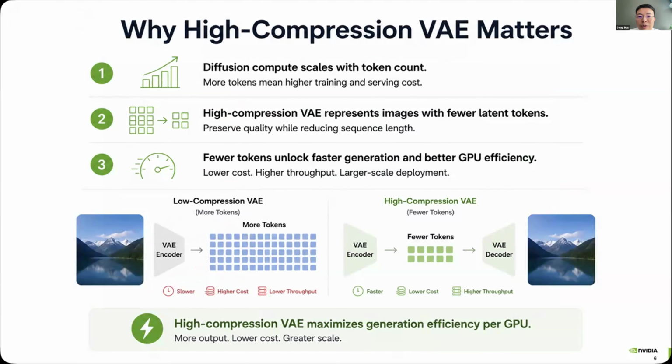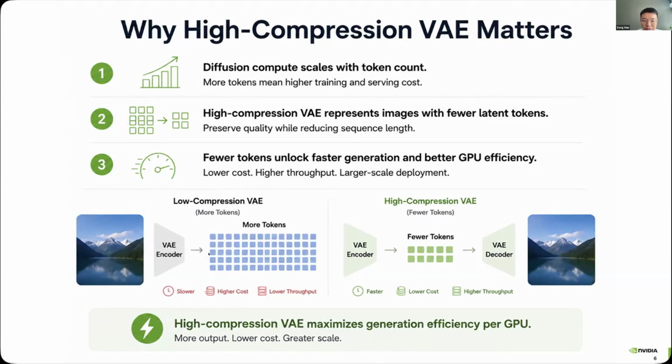So why does a high compression ratio VAE matter? Because diffusion models scale quadratically with the number of tokens due to the softmax attention. And also the high compression variational autoencoder can represent images using fewer latent tokens. We hope to preserve the quality while reducing the sequence length. And thirdly, it will unlock faster generation and better GPU efficiency.